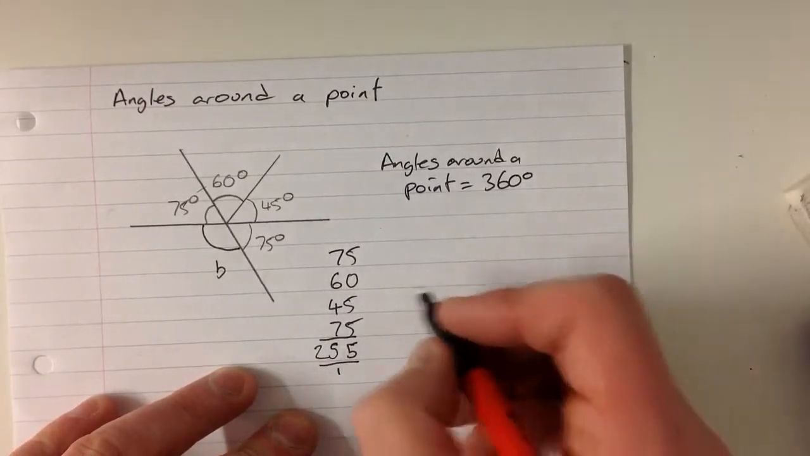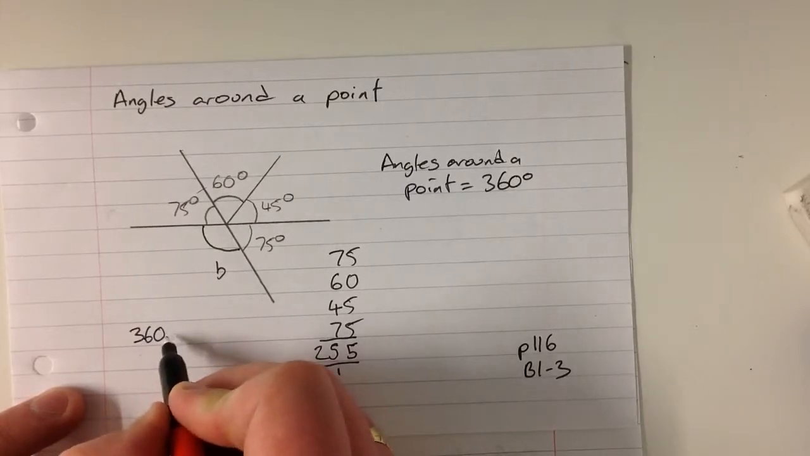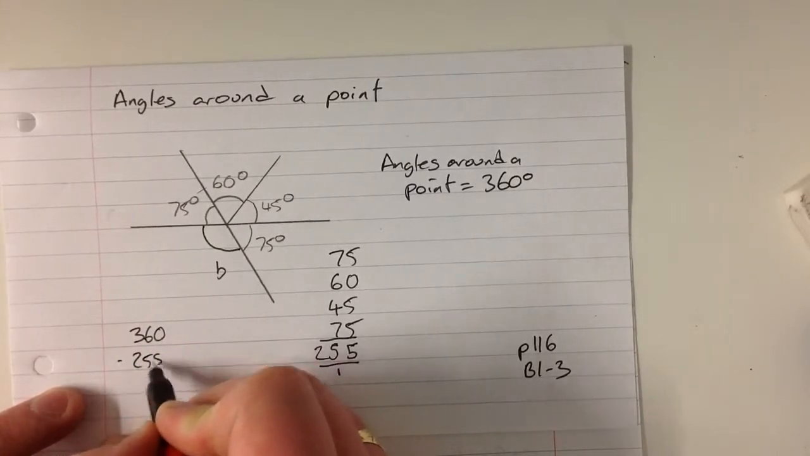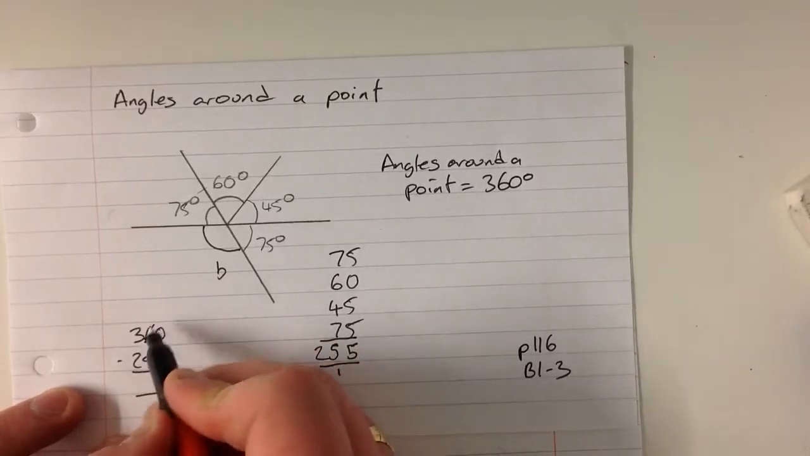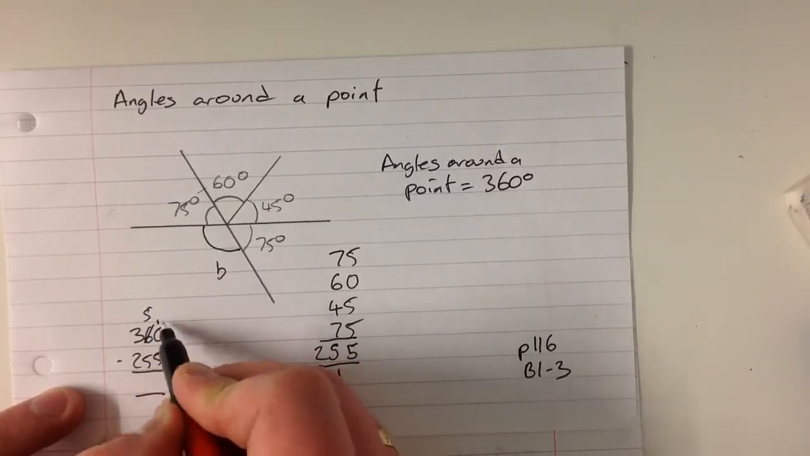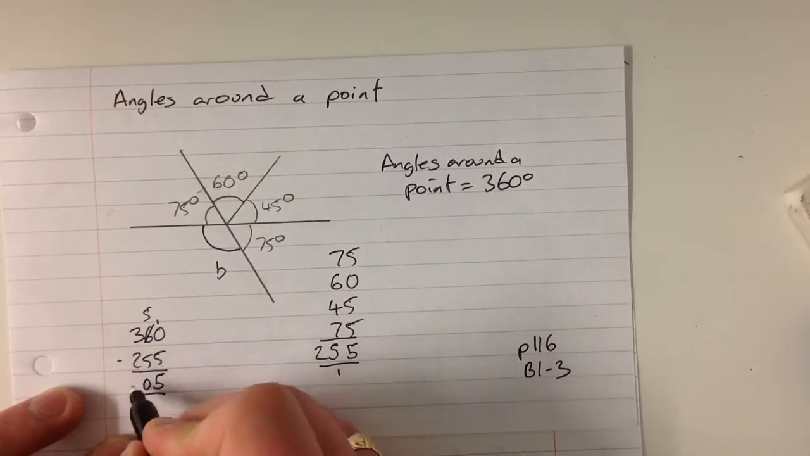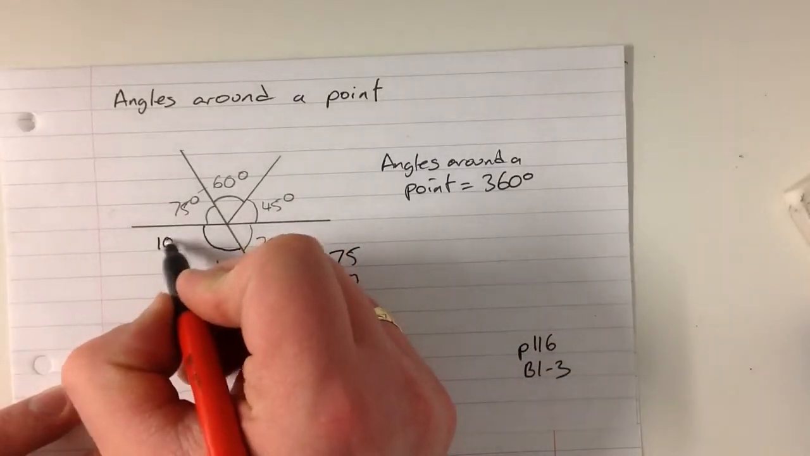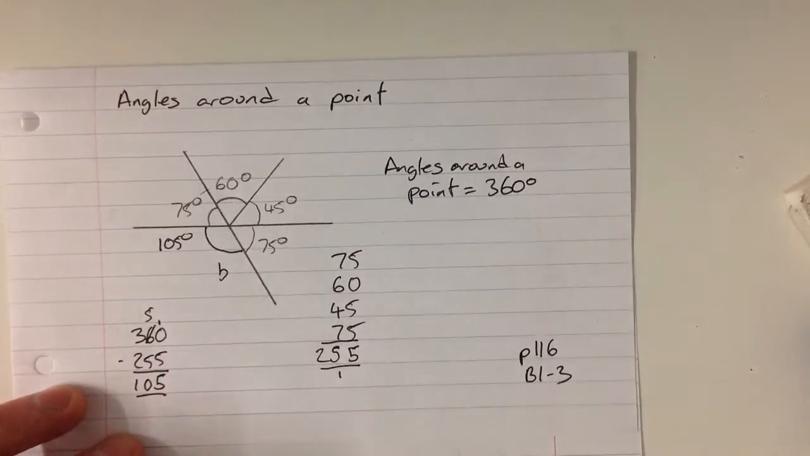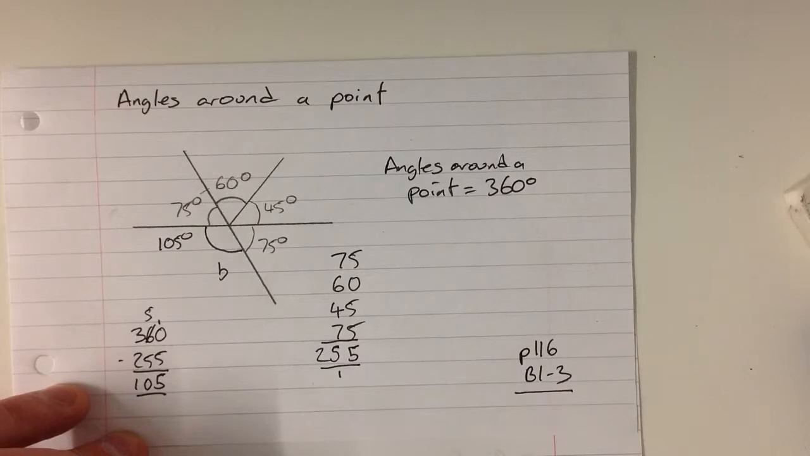To find the missing angle B, we need to take that away from 360. So 360 minus 255. 0 minus 5 we can't do, so we need to borrow 1 from there. 10 minus 5 we can do. 5 minus 5 is nothing. 3 minus 2 is 1. We've got an answer of 105. So angle B is 105 degrees. Really simple, I'm sure we can all do that. I would now like you to work on page 116, questions 1 to 3.